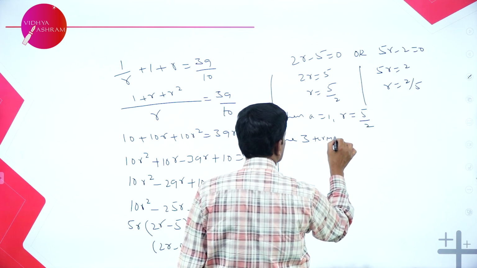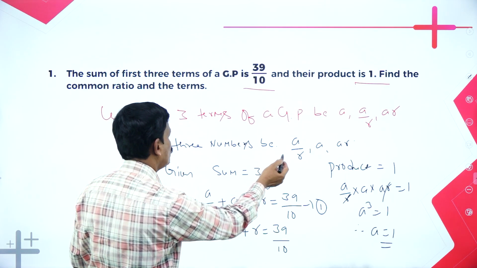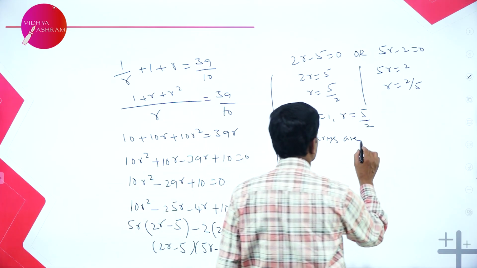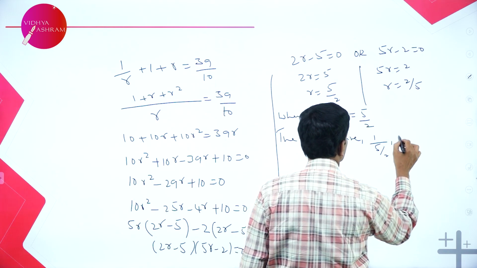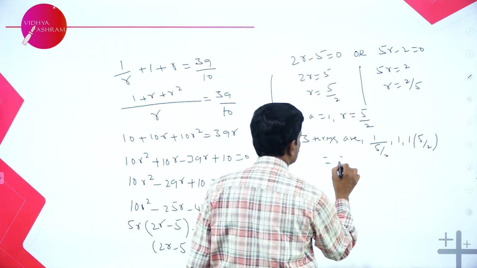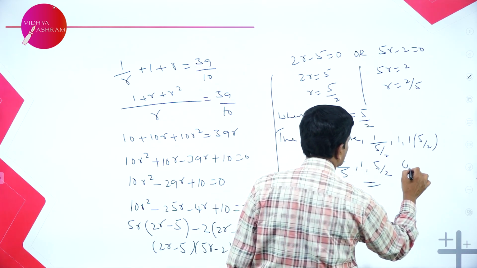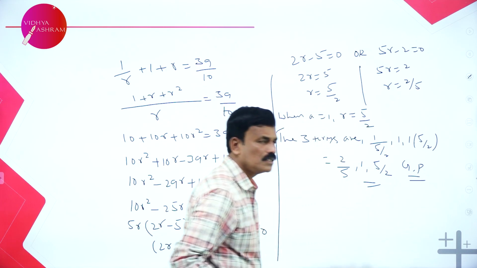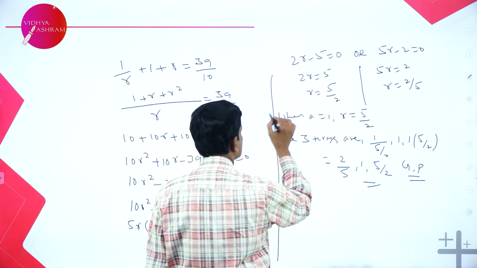are what we have taken: a by r, a and ar. A by r means 1 by 5 by 2, comma, 1, into 5 by 2. So this is 2 by 5, 1 and 5 by 2, which is in a geometrical progression. On the other hand, this is case 1.